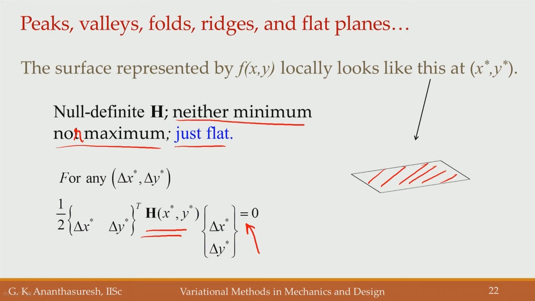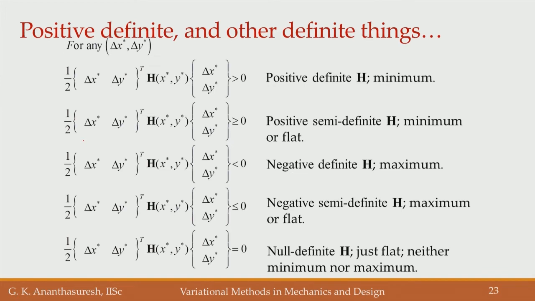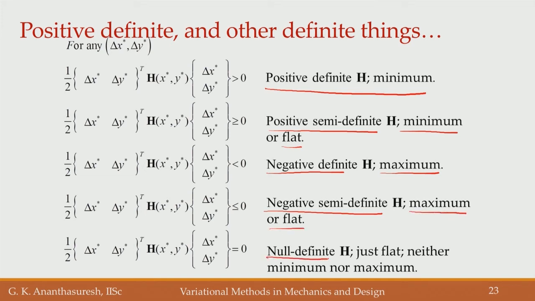There is one more case you can think of, but before that let us first consider the 5 cases that we have considered. Positive definite corresponds to a minimum, positive semi definite corresponds to a minimum or a flat region, negative definite corresponds to a maximum, negative semi definite corresponds to a maximum or flat, null definite, there it is just flat, neither minimum nor maximum. Look at the condition: greater than 0, greater than or equal to 0, less than 0, less than or equal to 0, then equal to 0. So, all that is contained in this Hessian sufficient condition.